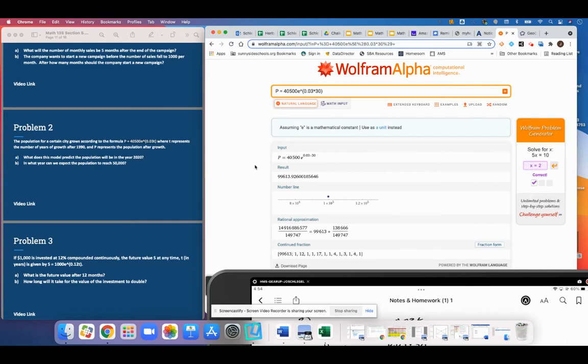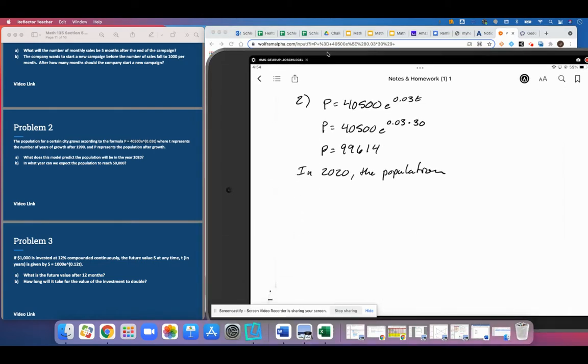So the population should be about 99,614 people. So in 2020, the population of the city is predicted to be 99,614 people. Of course, we can't be exact with that or anything, folks. This is just a prediction.